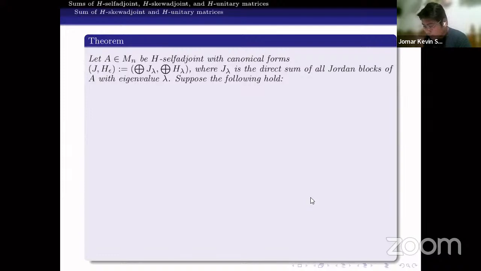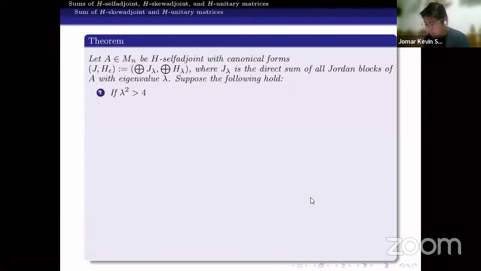So we let A to be H-self-adjoint. At suppose this is the canonical form of A and H respectively. So isulat natin siya as this direct sum where J sub lambda is the Jordan block corresponding to the eigenvalue lambda. Okay. Suppose the following hold.